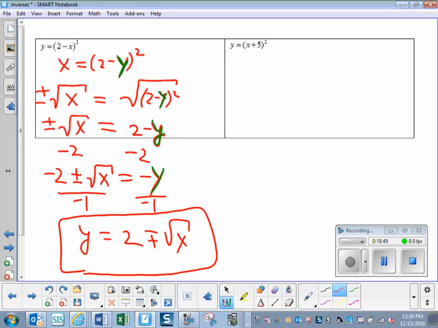And when I'm ready to circle my answer, right, I don't forget to put the negative 1 on top of y to indicate that this is the inverse of the original. Don't forget to put it.